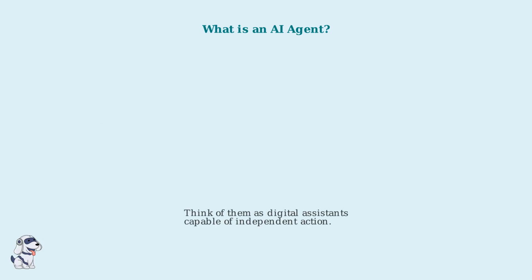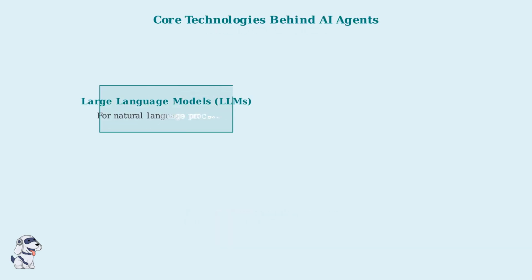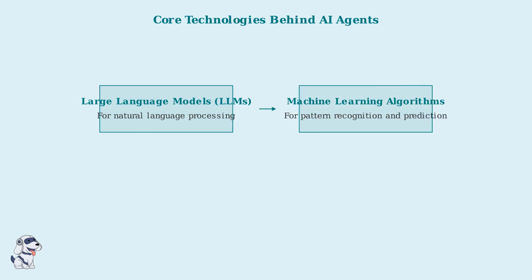Think of AI agents as digital assistants capable of independent action, leveraging technologies like machine learning to achieve complex goals. AI agents leverage advanced technologies like large language models for natural language processing and machine learning algorithms for pattern recognition and prediction. Large language models, such as those used in systems like GPT-3 and DALL-E, handle natural language processing, allowing agents to understand and generate human-like text.